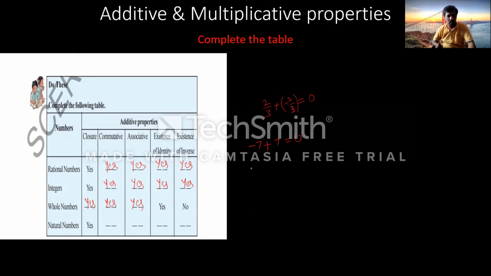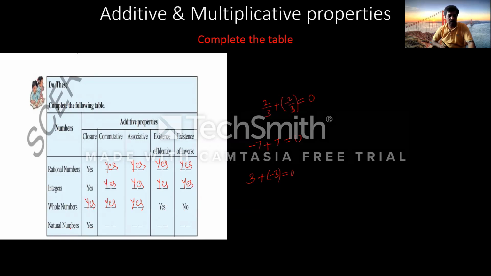Now in whole numbers, if you take 3, what should we add to get 0? Minus 3. But minus 3 is not there in whole numbers. That is why here he mentioned no. Whole numbers won't satisfy additive inverse.